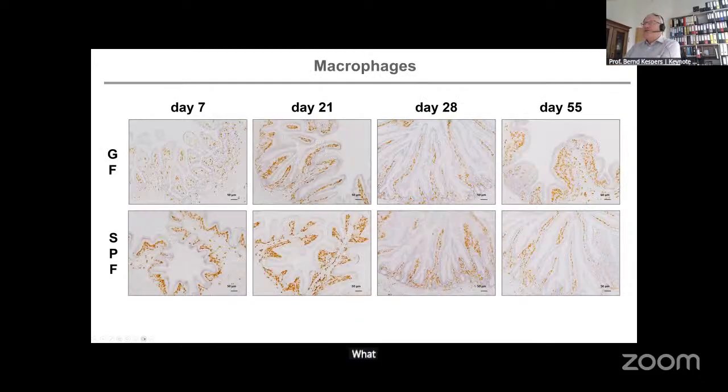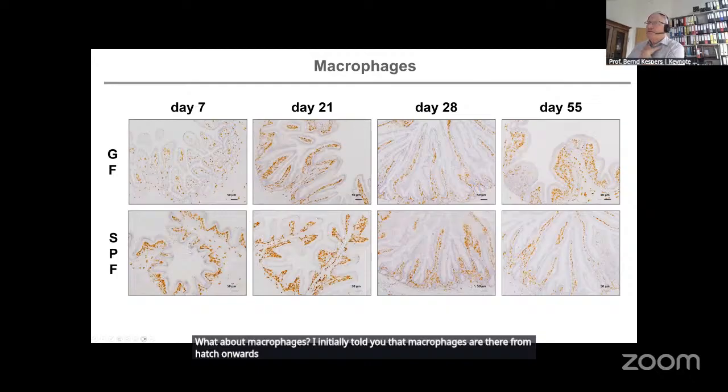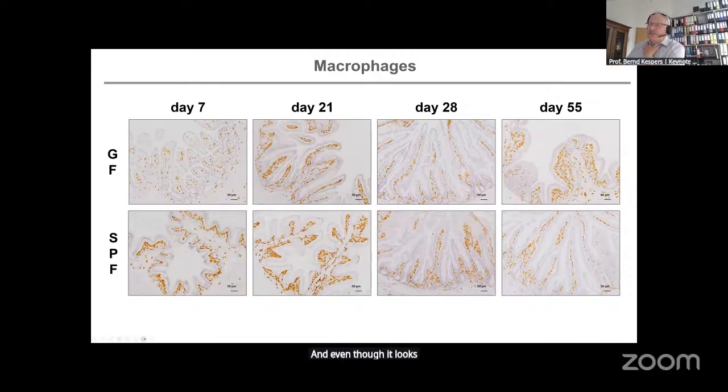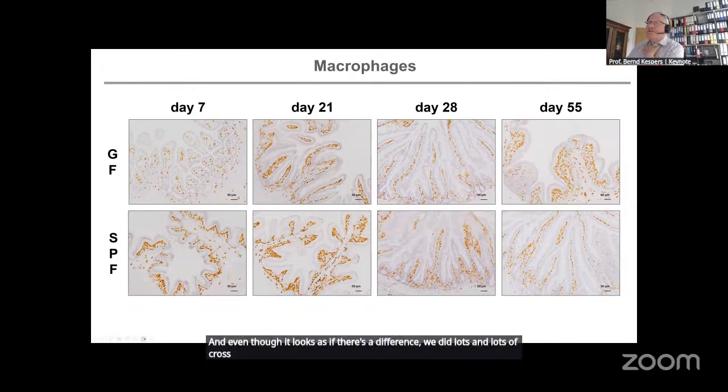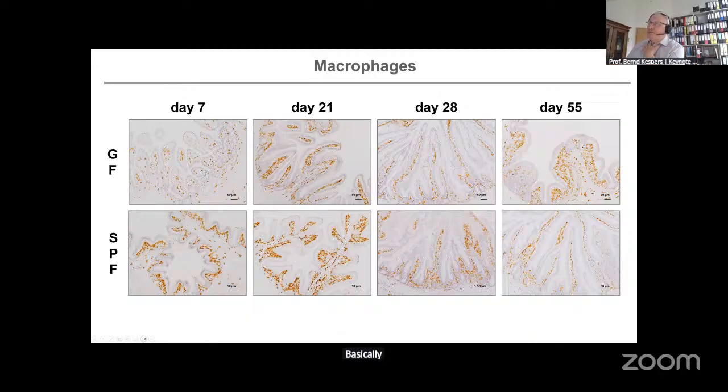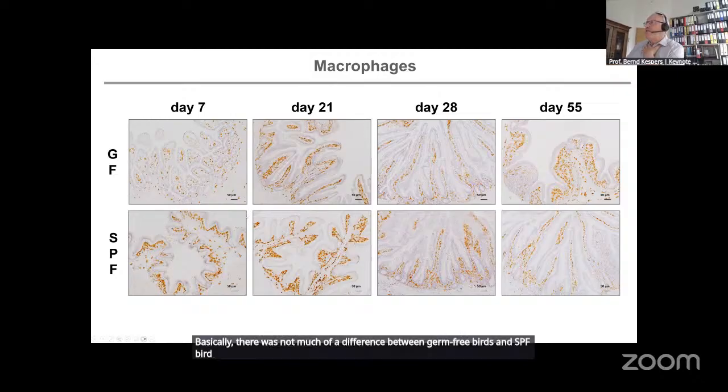What about macrophages? I initially told you that macrophages are there from hatch onwards. The system is already functional. And even though it looks as if there's a difference, we did lots and lots of cross sections, and basically there was not much of a difference between germ-free birds and SPF birds. As you can see here, they all showed a fully mature macrophage system in the gut.